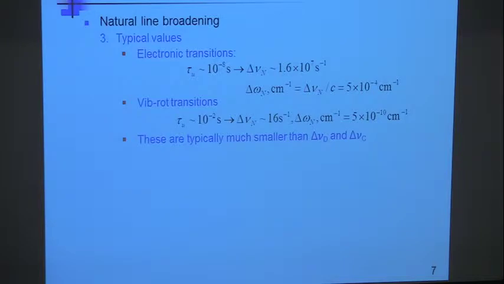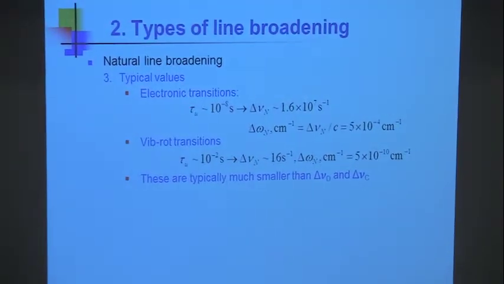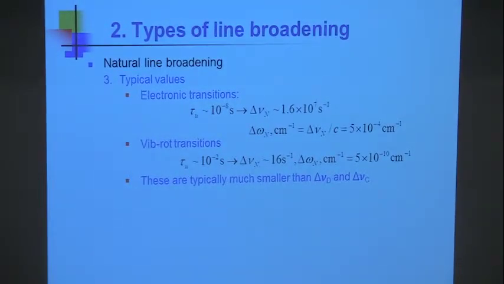How big are these numbers? If we take an electronic transition, which has an average lifetime of, say, 10 to the minus 8 seconds, which would be a coefficient of 10 to the 8, that width would be, in Hertz units, would be here, or in wave number units would be 10 to the minus 4.